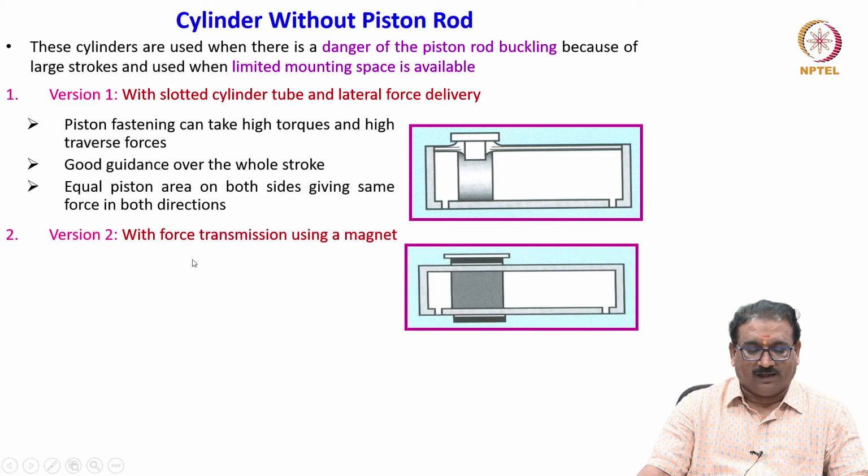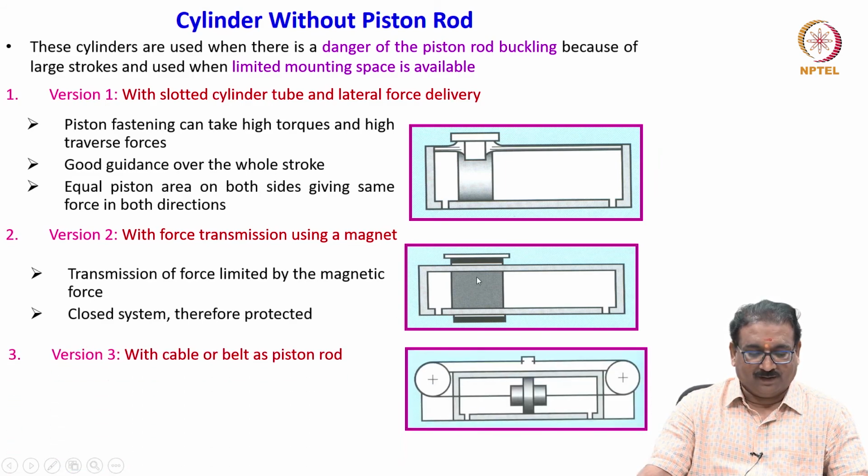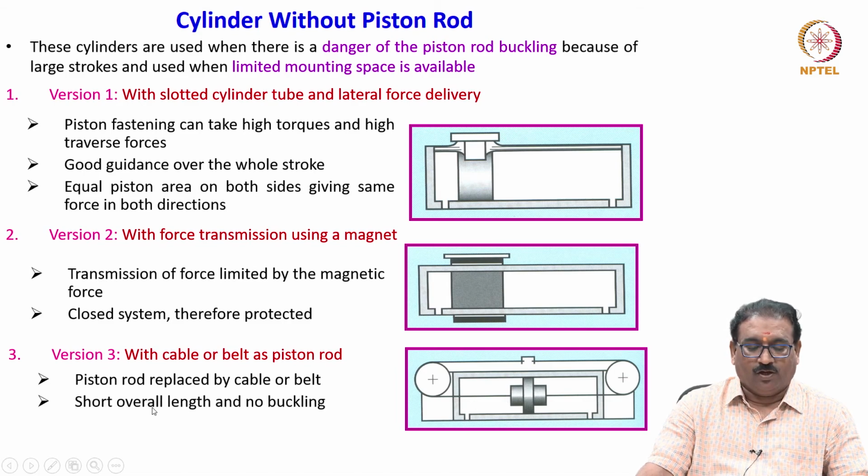Version 2 you will see here with a force transmission using a magnet. Transmission of force is limited by the magnetic force. Closed system, therefore protected. Version 3 you will see with a cable or a belt as a piston rod. The piston rod is replaced by a belt or a cable. You will see the arrangement, how they are made. Short stroke length and no buckling. Large stroke possible.